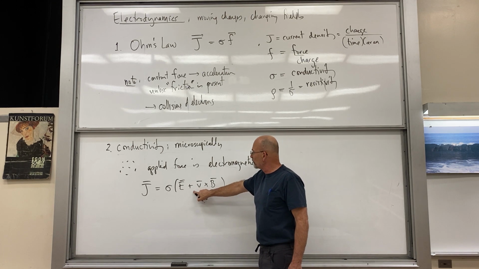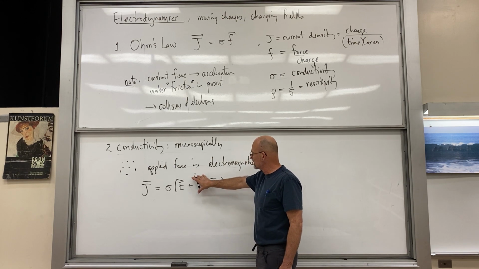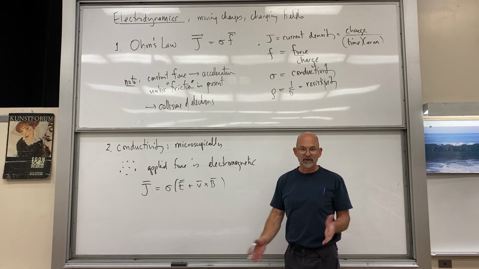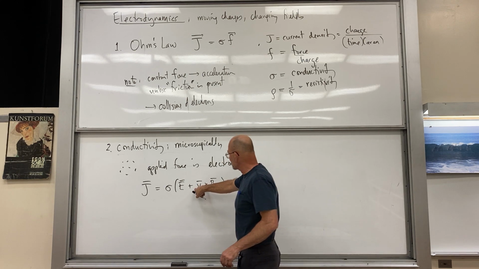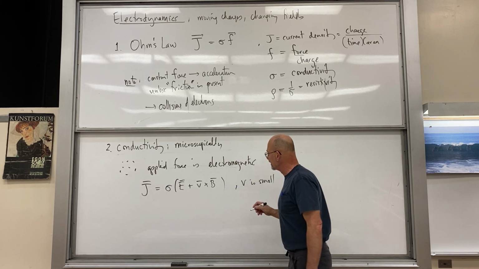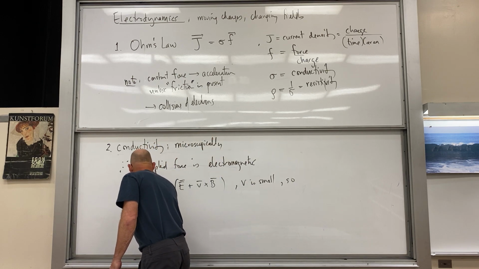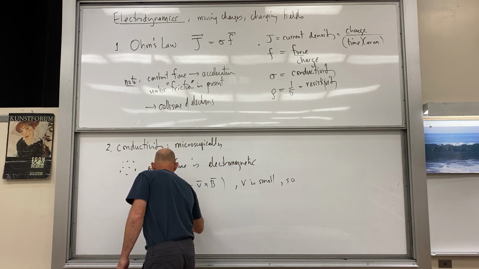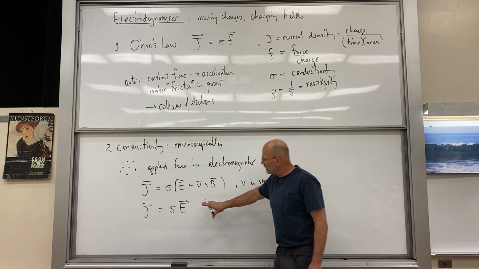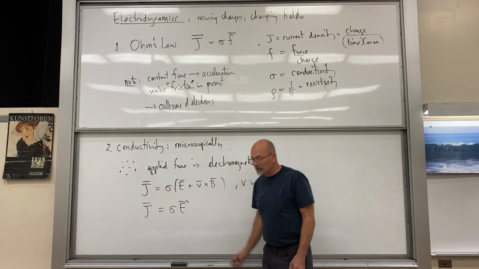Now, we're going to assume that V is small, and later on you learn that it's small with respect to the speed of light. So it's definitely small, and we can neglect this. V is small, typically. So we're just looking at J equals sigma E.